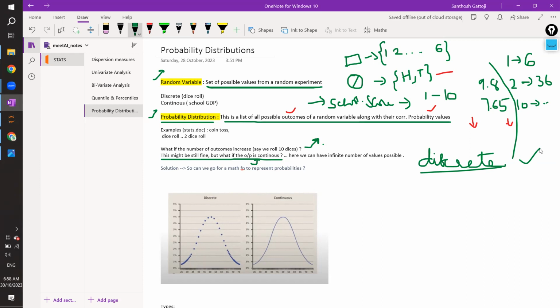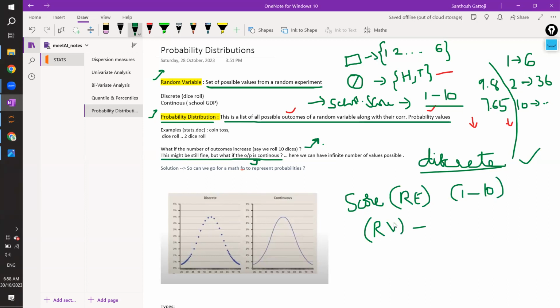But what if the output is continuous? What if the output is continuous? That means, if at all your score is 10, fine. Now see, guys, now try to understand. School score is my random experiment. Now in random experiment, after that, what we want? We want the random variable, right? Random experiment score should be from 1 to 10, usually 1 to 10 is percentage.